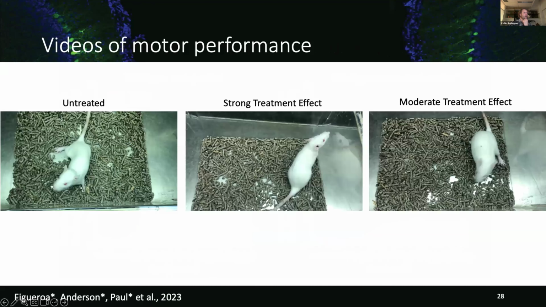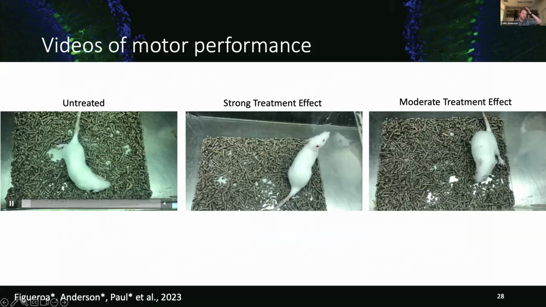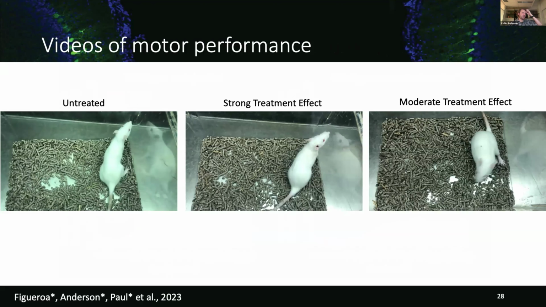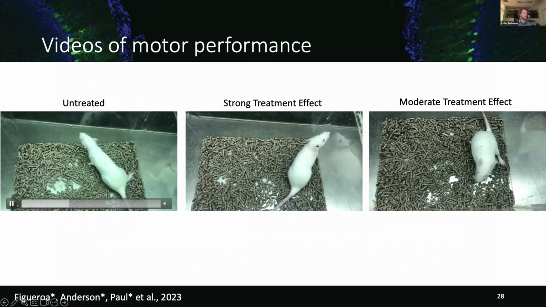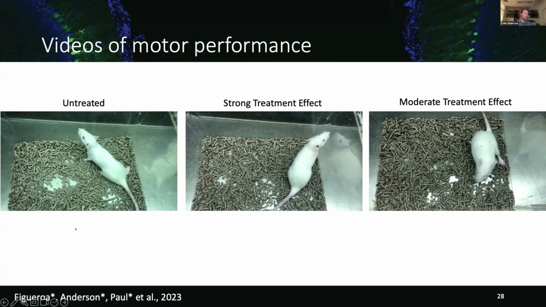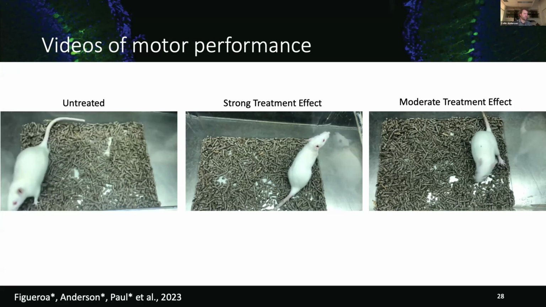I think that it's worthwhile to visualize this in terms of that motor performance. So these are animals that are videoed all at the same age of 18 weeks. So this is untreated shaker rats. Basically, you can see there's a pretty severe tremor still, and then there's a fairly high degree of ataxia.